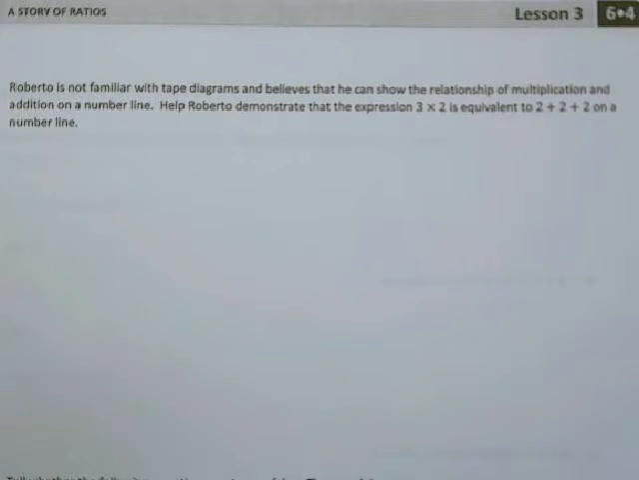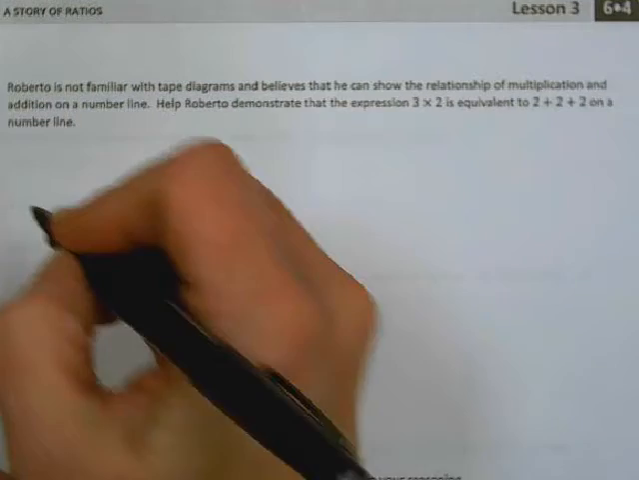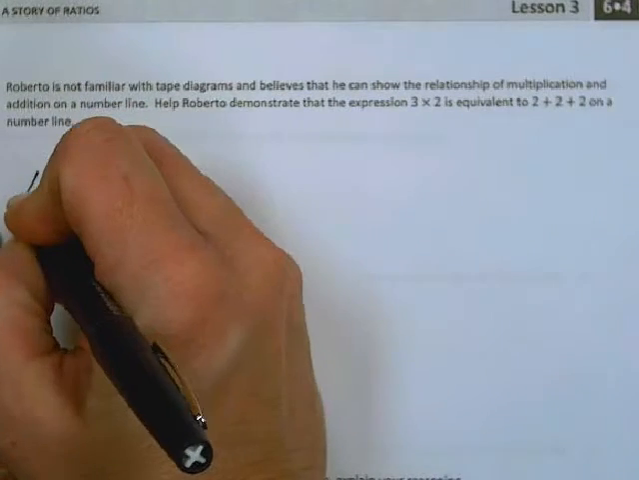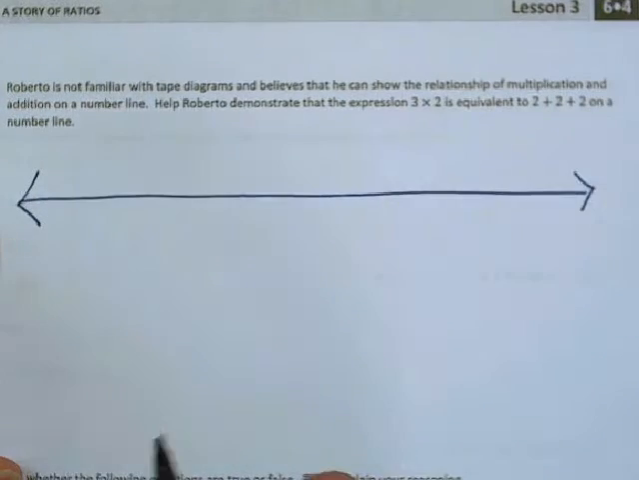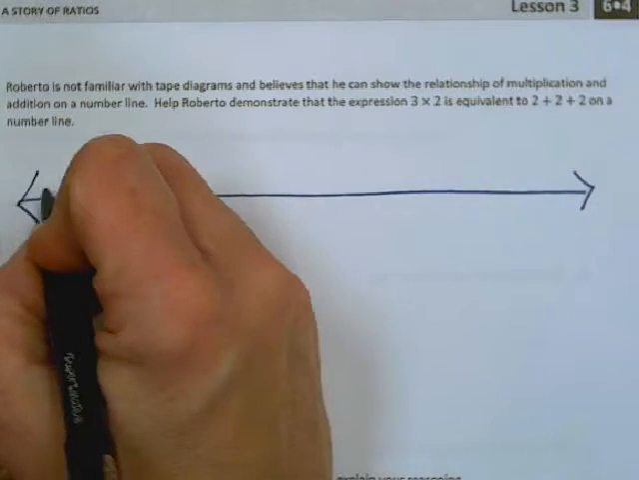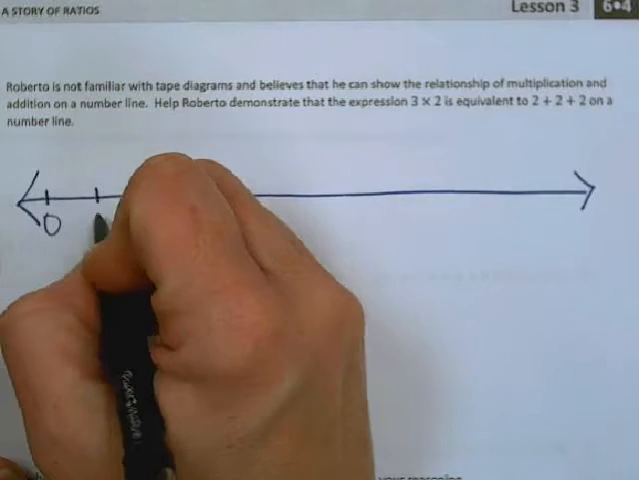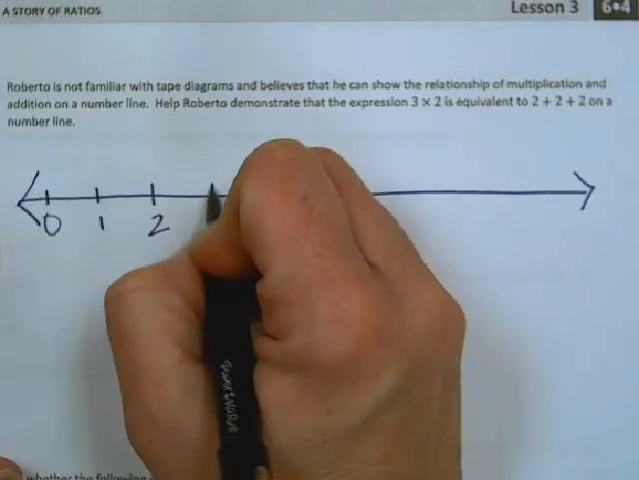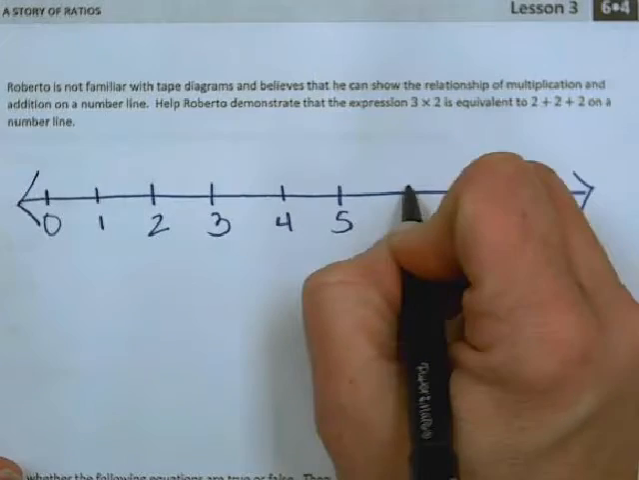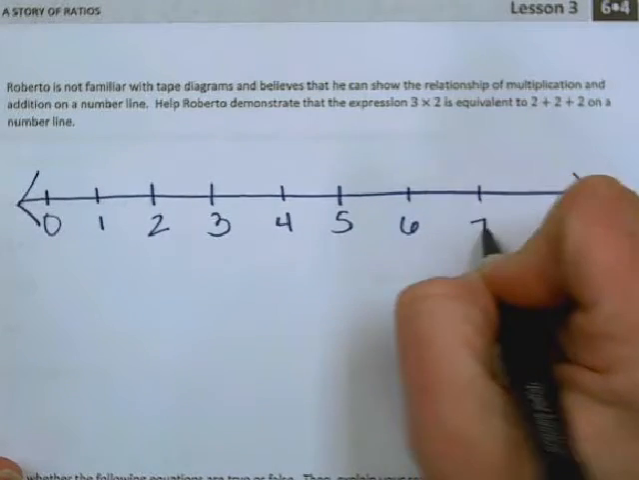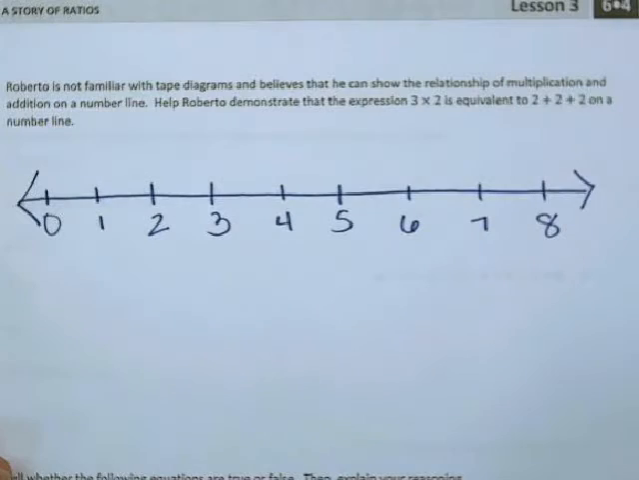So if we're going to show 3 times 2 or 2 plus 2 plus 2, we know the answer to that is 6. So we're going to have at least 6. So I'm just going to do a number line to 10. I'm going to use a horizontal number line, and I'm just going to number it to 10. Keeping in mind we start with 0, and we're just going to have those positive numbers. Might not make it to 10. We're going to go to 8. Try to space them out evenly.